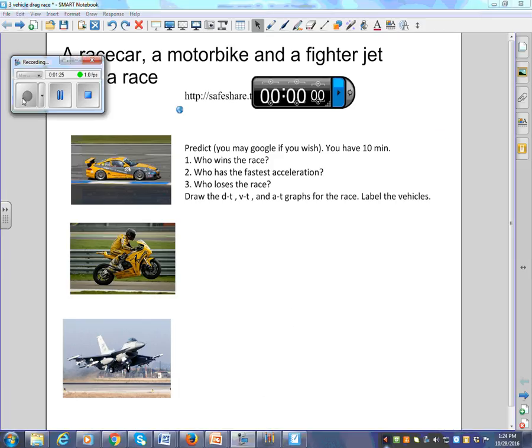Who wins the race? Jet. Jack? I said the car. How many people say jet? Who says car? Who says motorbike? Who has the fastest acceleration? Who says bike? Who says car? Who says jet? Who loses? Who says bike? Who says jet loses? Who says car loses?